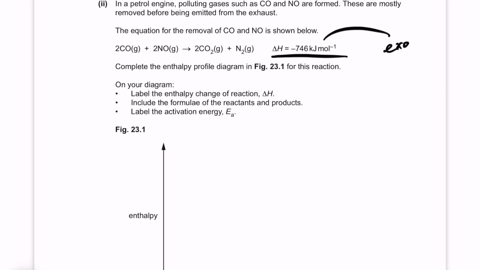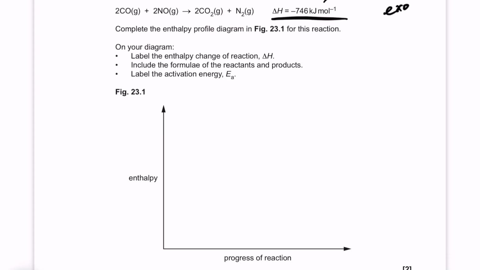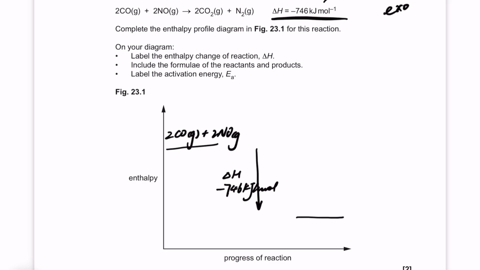Okay, in that case, let's start from the beginning. Because this is an exothermic reaction, I'm going to put the reactant here on the top. I'll put the product at the bottom. And I'll just label right away that we got delta H minus 746 kilojoules per mole. For the reactant, according to the question, I got 2 portions of CO, gas. I got 2 portions of NO, also in gas form.